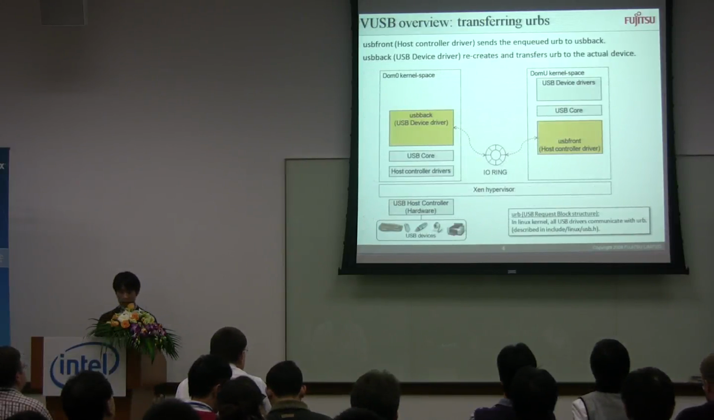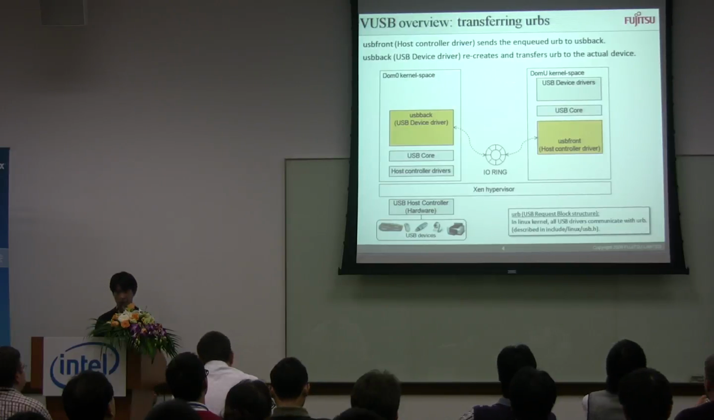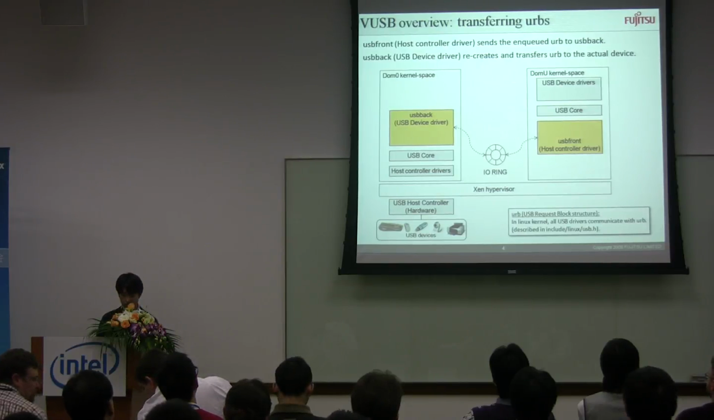At first, I will briefly describe the design of PVUSB. This figure shows the driver architecture. The right part is the front-end and the left part is the back-end. The Linux kernel has 3 layers of USB drivers. The front-end driver is implemented as a USB host controller at the bottom layer. The back-end driver is implemented as a USB device driver, the top layer.